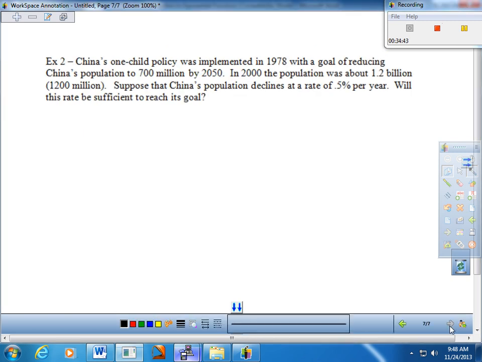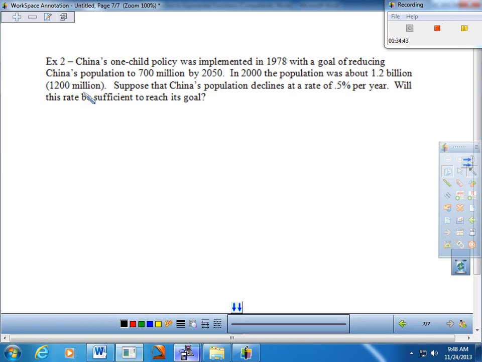So example 2. China's one-child policy was implemented in 1978 with the goal of reducing China's population to 700 million by 2050. In 2000, the population was about 1.2 billion. In fact, that will be our starting value for this model. So 1.2 billion, because I think we want everything in millions here, would be 1,200 million. Suppose that China's population declines at a rate of 0.5% per year. Will this rate be sufficient to reach its goal?